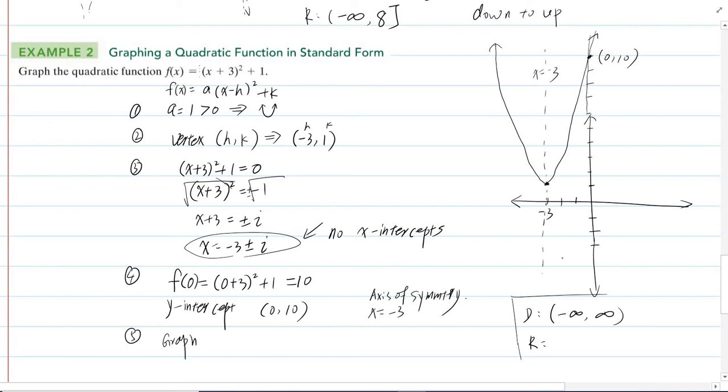From the lowest and goes upper. In this case, there's the point right there. That is your vertex. And then that means your range is from 1, we have to include 1, and then it goes up forever, so it's from 1 to positive infinity. So that is our domain and range.